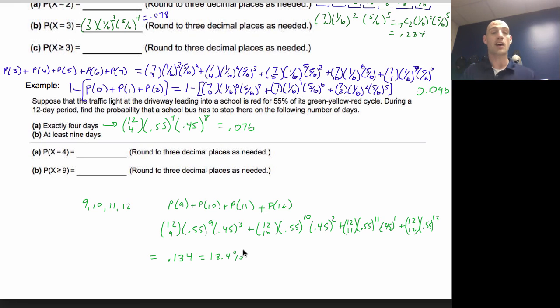Okay, so that's how these work. Just making sure you're breaking down events and seeing, calculate the probability of that event, and then figure out the number of ways that there are to have that event happen, and multiply those, and you've got your probability there.